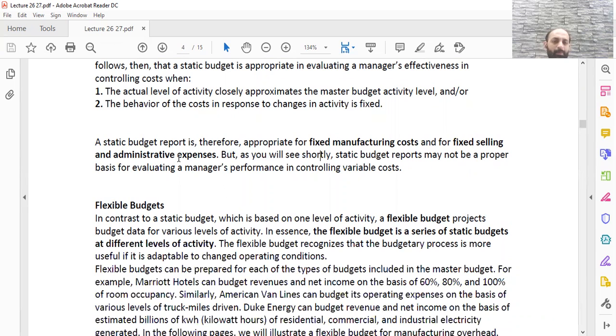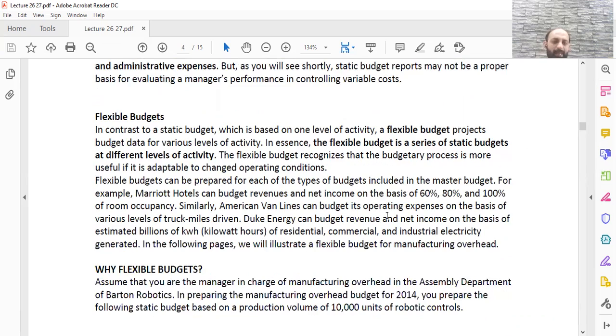A static budget report is therefore appropriate for fixed manufacturing costs and for fixed selling and administrative expenses. But as you will see shortly, static budget reports may not be a proper basis for evaluating a manager's performance in controlling variable cost.